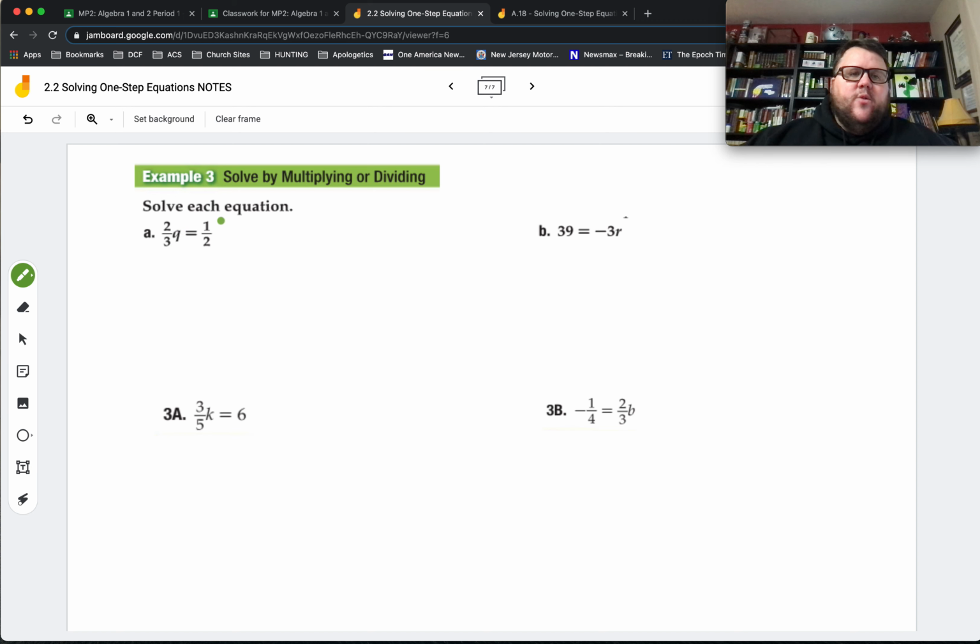2/3 q equals 1/2. So this is going to be a little bit interesting because 2/3 is a fraction, and what I'm going to do is multiply both sides by the reciprocal. If I want q by itself, I'm going to flip this fraction, and instead of 2/3, I'm going to say 3/2. So let me write that so you can see it better. 3/2. And I'm going to multiply both sides by 3/2.